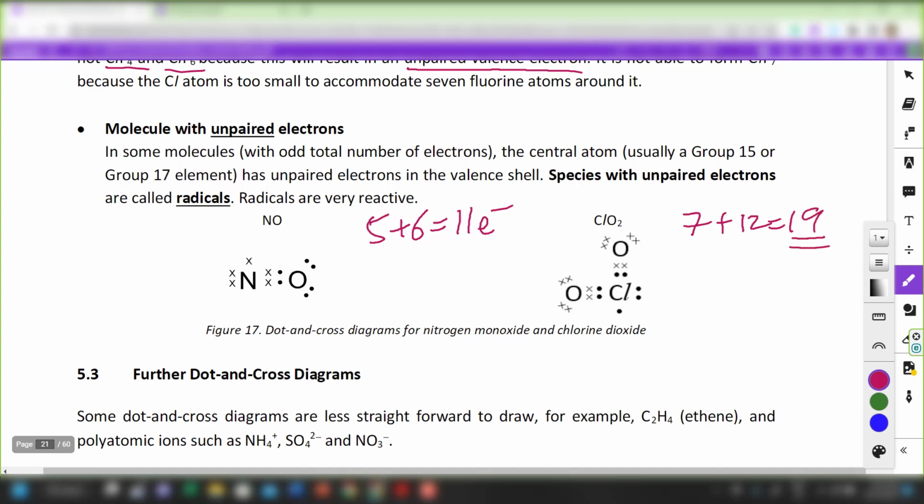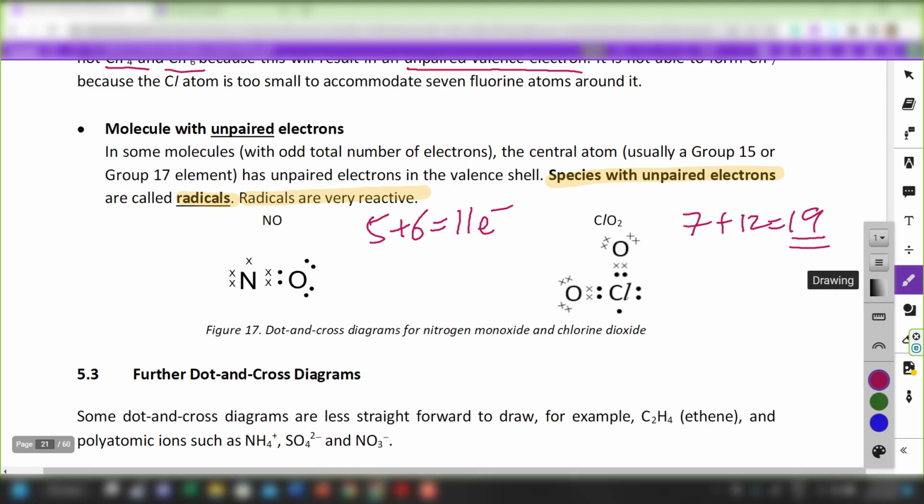Having an odd number here means that no matter how I arrange the electrons around chlorine, I will never be able to get an even number. So again, between chlorine and oxygen, chlorine being the less electronegative one will be the one preferred to take on the unpaired electrons. So in this case, chlorine will be the radical. And there's a line here: species with unpaired electrons are called radicals.